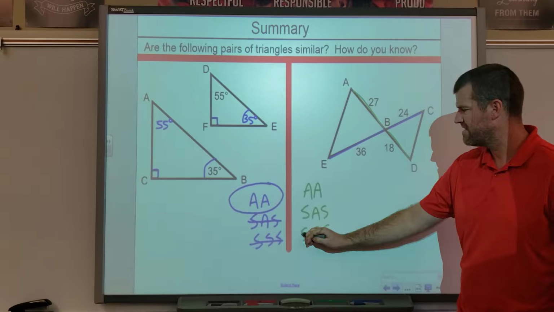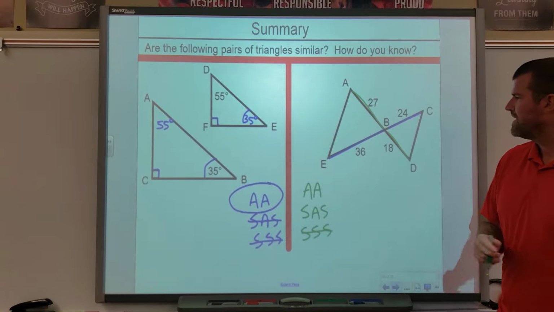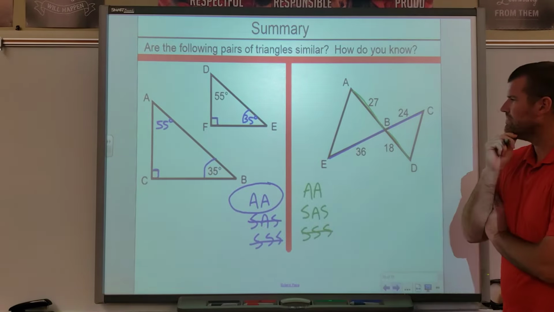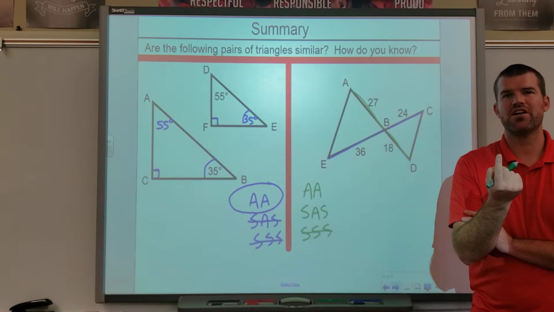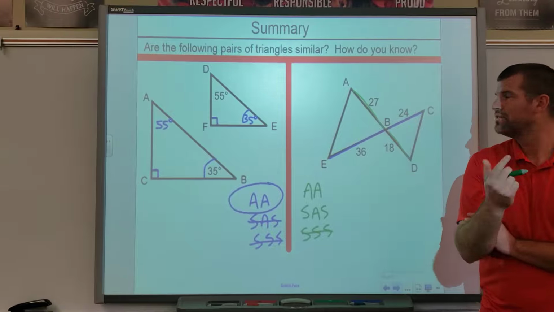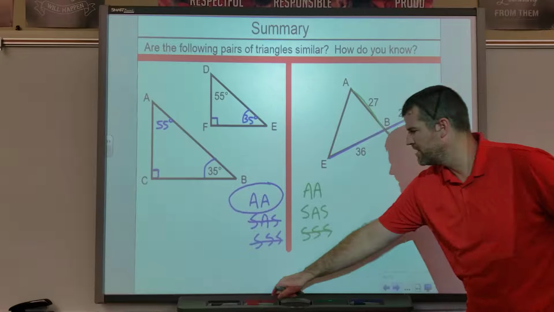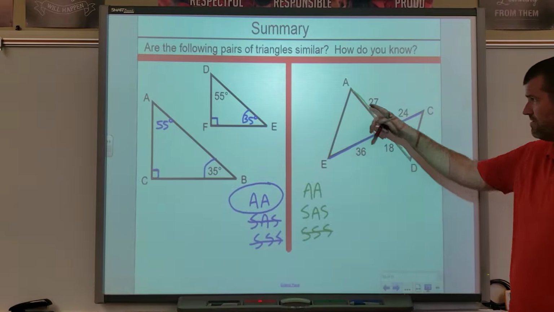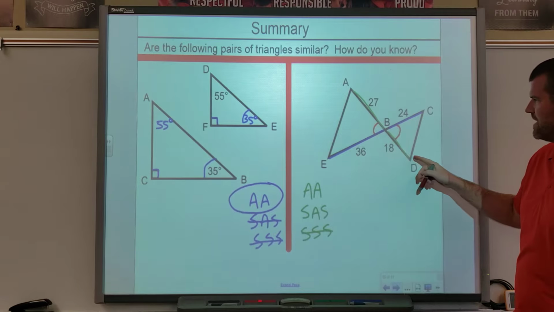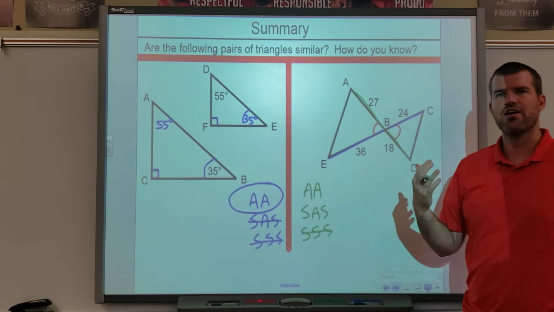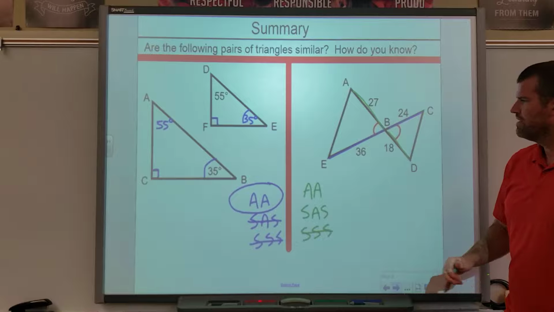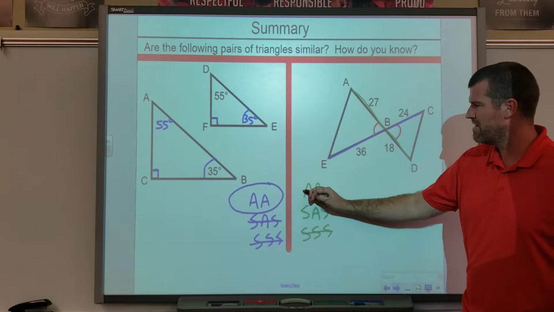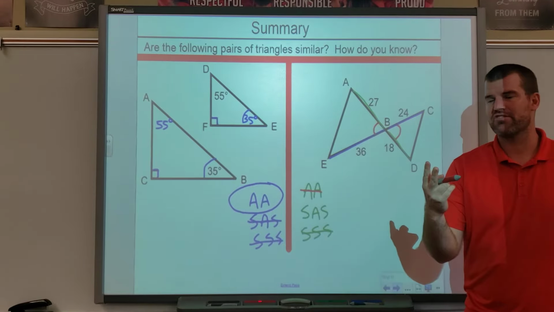So I can't use side, side, side because I don't have three. Now angle, angle, I only know one angle. Which angle on this do I actually know? Right? I know that this angle in the middle is congruent to this angle here. So angle ABE is congruent to angle DBE because they are vertical. So I only know one pair of angles, so I can't use angle, angle because I need two pairs of angles.